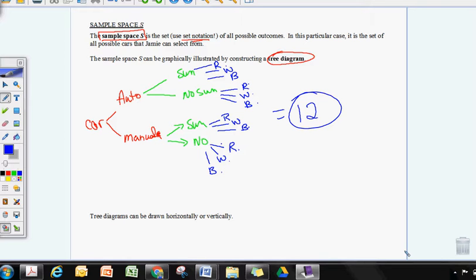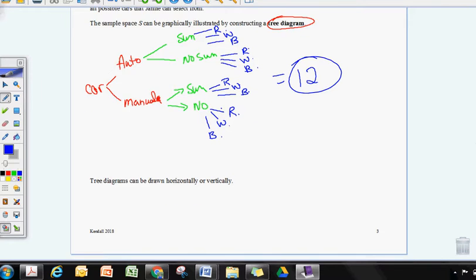Now, I did the tree, my sample space here, or my tree horizontally. You can put them vertically and start up here with the car and then go this way. I'm not going to draw it all out. I think that you guys get that kind of stuff.